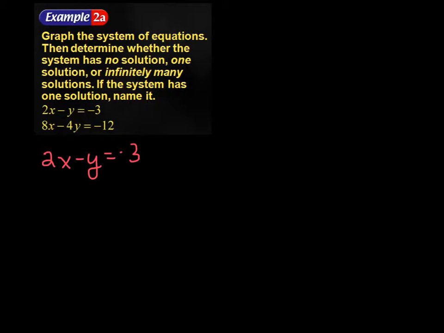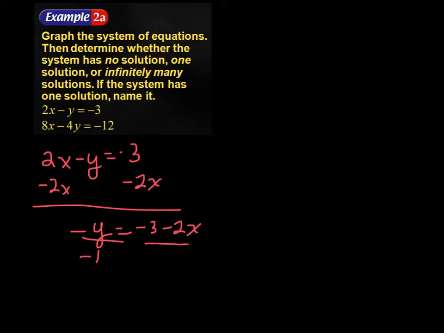Graph the system of equations and determine whether the system has no solution, one solution, or infinitely many solutions. If the system has one solution, name it. Okay, so to graph, we like to solve for y. First, put it in slope-intercept form because it's nice. So I have -y equals -3 minus 2x, divided by -1. So y equals 3 plus 2x.